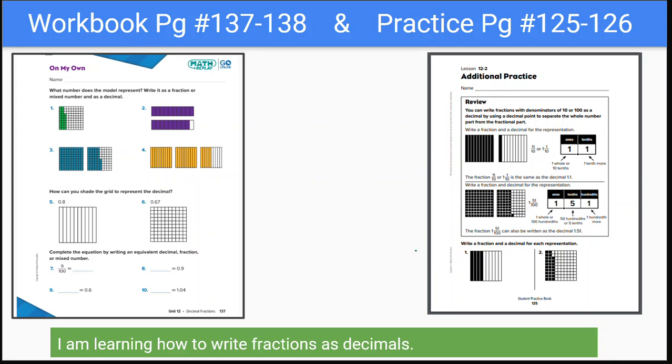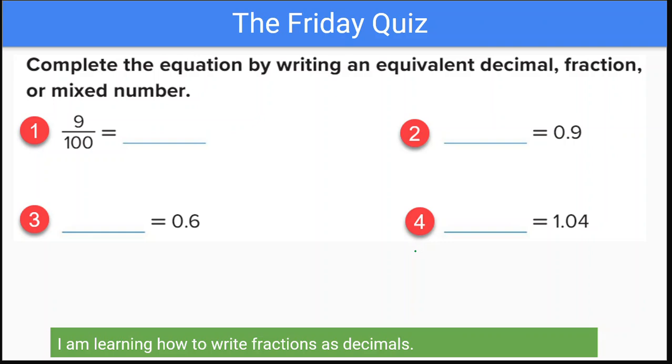All right, in class today, you're doing workbook pages 137 and 138. You're doing practice pages 125 and 126. Okay, it says this, complete the equation by writing an equivalent decimal, fraction, or mixed number. All right, well, this one right here is 9 hundredths. If we were going to write this as a decimal, there's no wholes, and there's no tenths, right? So we're going to put a 0 right there, but there's a 9 in the hundredths place. So this is 9 hundredths, and we read this one as 9 hundredths.